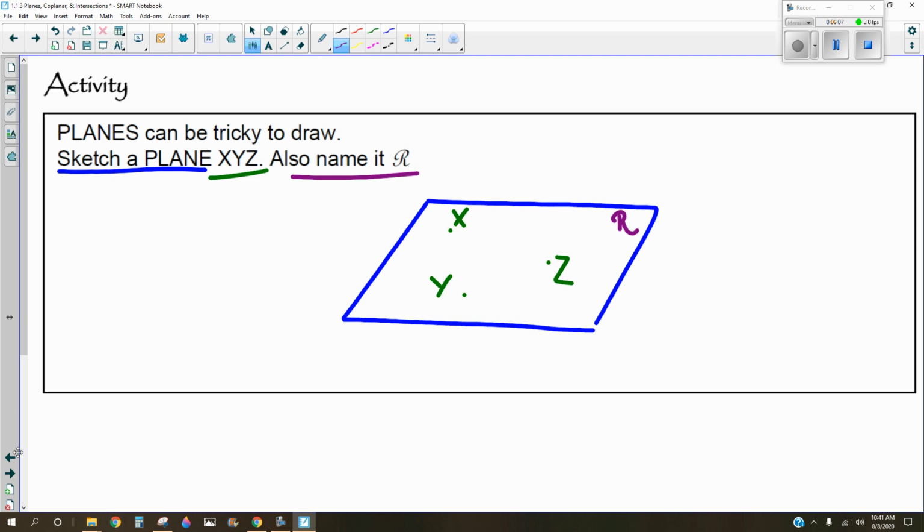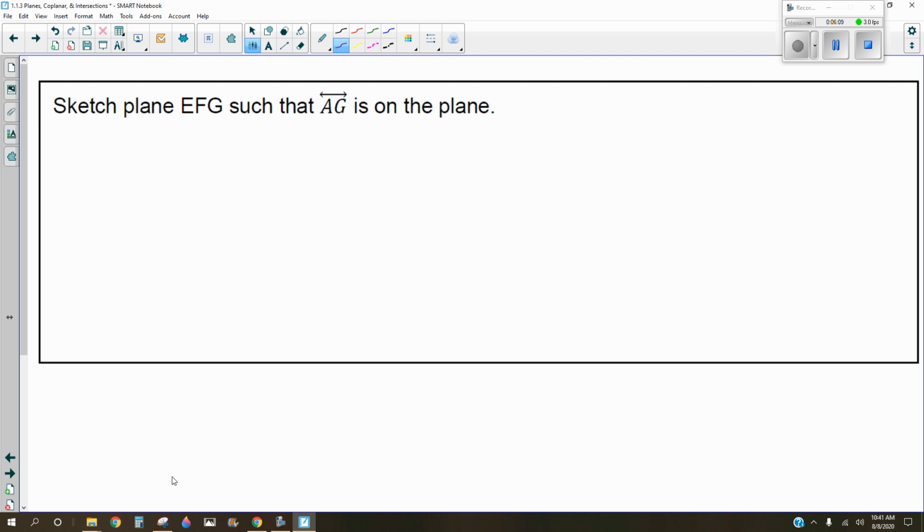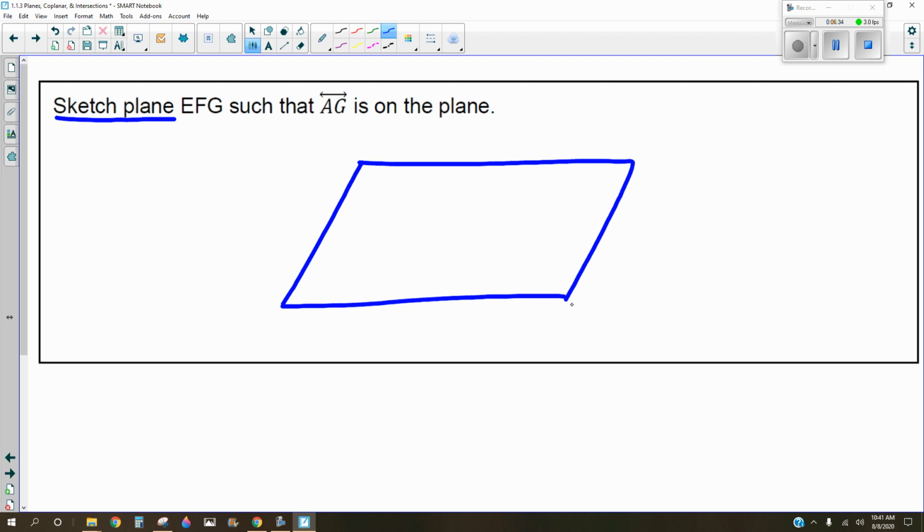Let's do one more little practice here. It says sketch plane EFG such that line AG is on the plane. Again, this is where these problems tend to tell us to do a whole bunch of stuff at one time, so it's smart to break it up. So let's just sketch a plane. Okay, I know how to sketch a plane. There. Done. Sketch a plane.